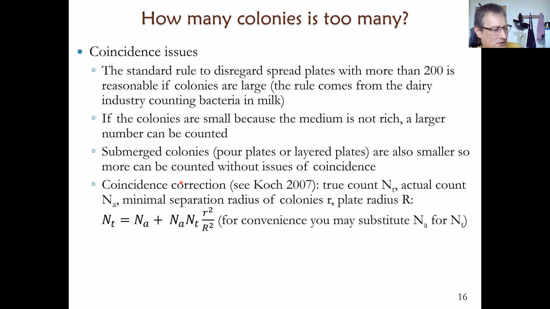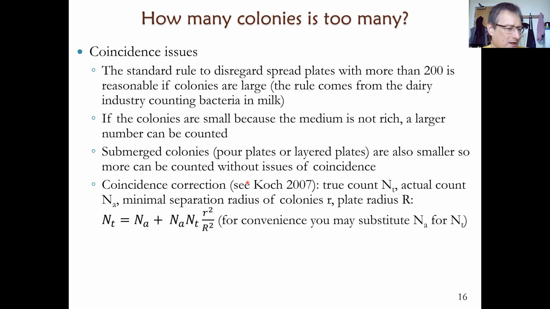There is an equation in the chapter by Koch 2007, which I will show you later. I'm not going to go into the details here, but just so you're aware that you can actually correct for coincidence if it's not too large. Remember that the error, our coefficient of variation or relative standard deviation, depends on the total number of colonies counted, not on the number of colonies on a single plate, but all the plates you've counted. That will determine your sampling error.